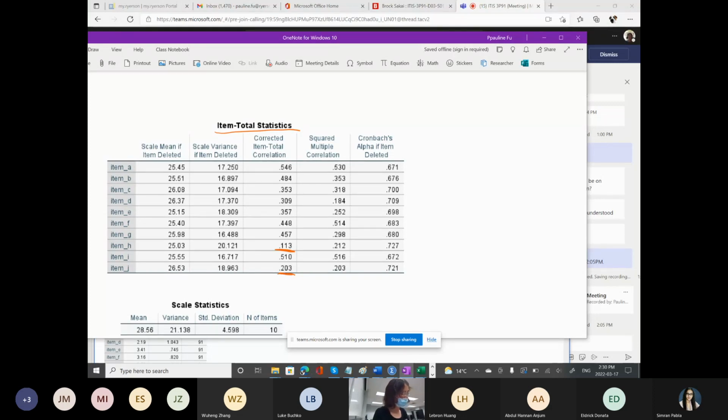Yes? I don't have that table, so I'm wondering if maybe I missed something. You don't have this table? Okay, let me see.